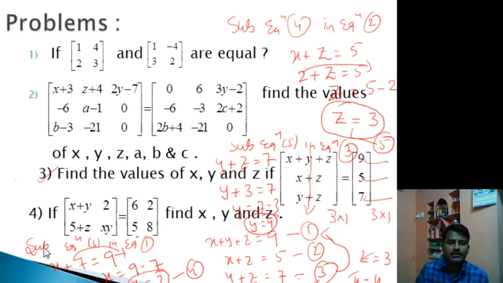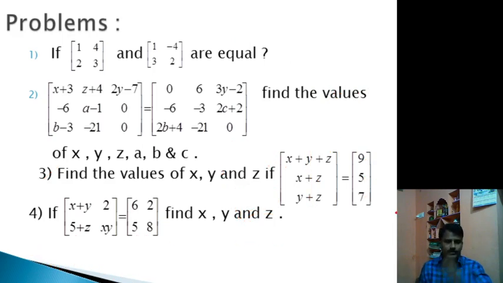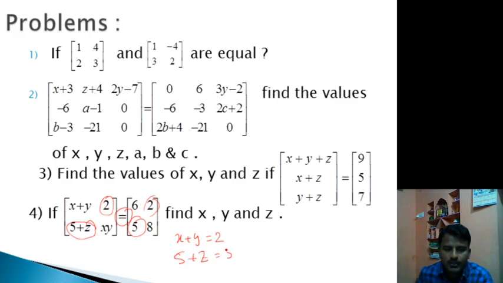Again, the last example, the fourth example, there is an equality sign here. It means x plus y is equal to 2. See here, corresponding elements are the same. We compare these two corresponding elements. But here our intention is to find x, y, z. Here 5 plus z is equal to 5, and one more corresponding element, x y equal to 8.